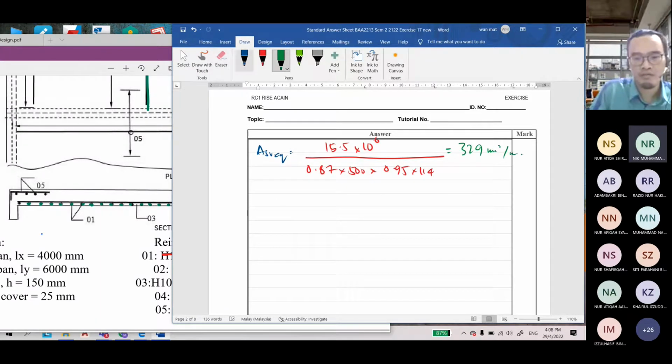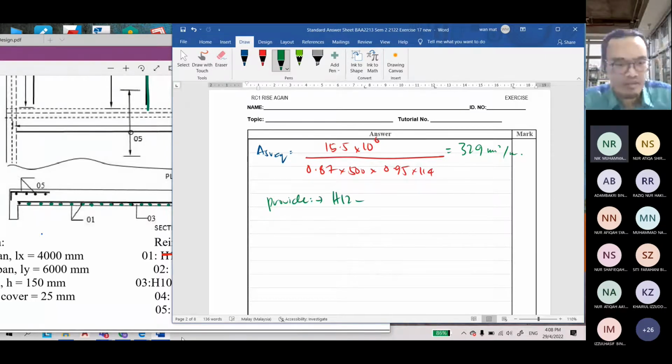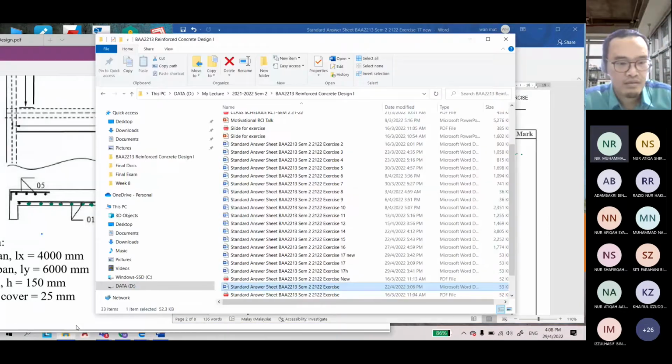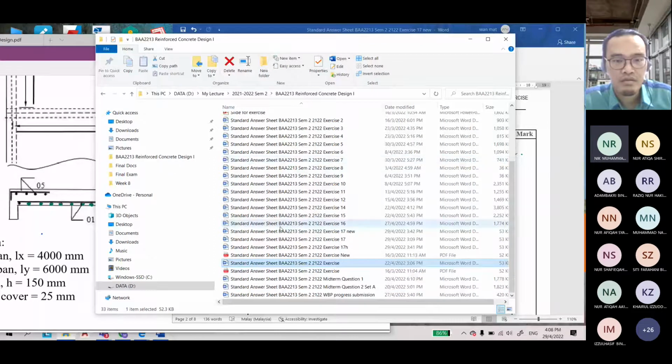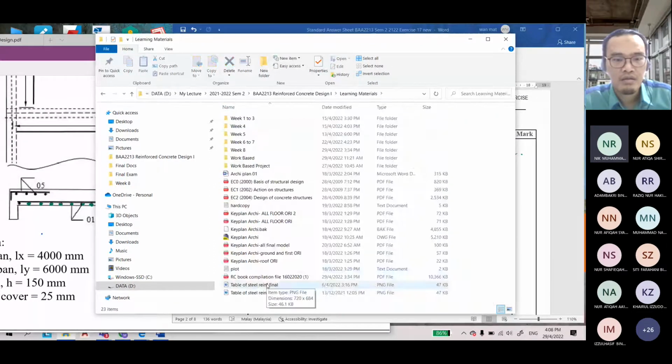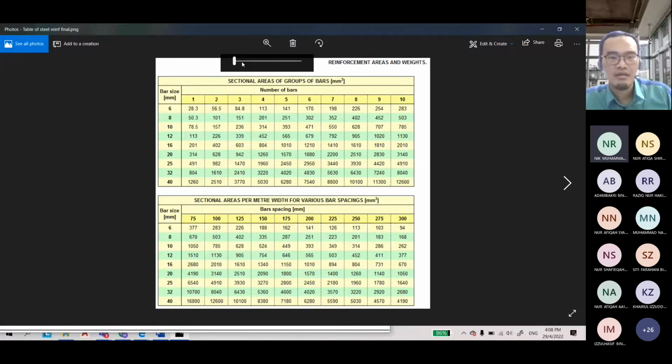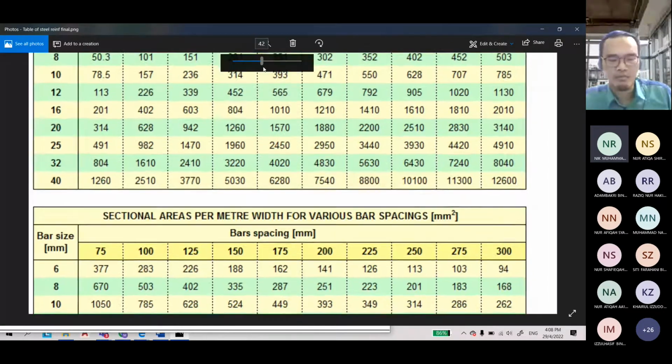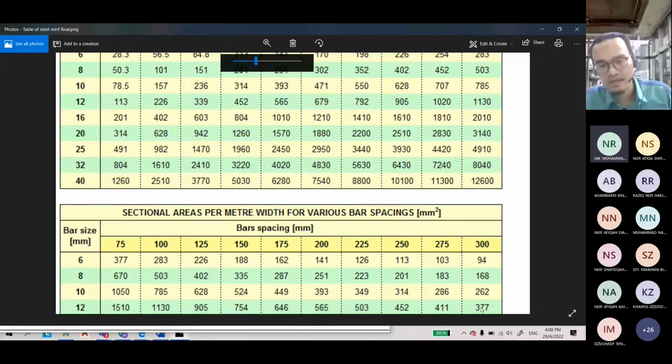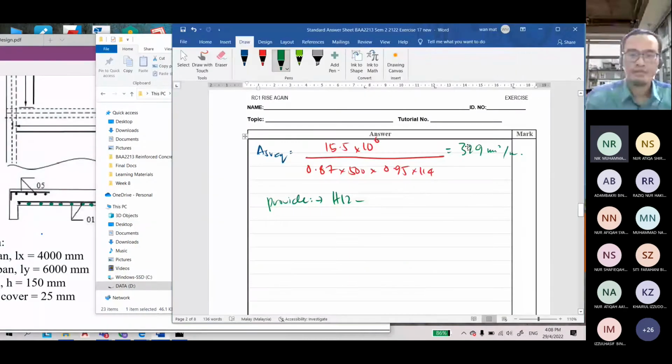Okay, so you provide H12 at what spacing, center to center. Check this table. Okay, focus on H12 at the bottom here. 300, so we can get 377. H12 300 mm center to center, so AS provided is equal to 377 millimeters square per meter.